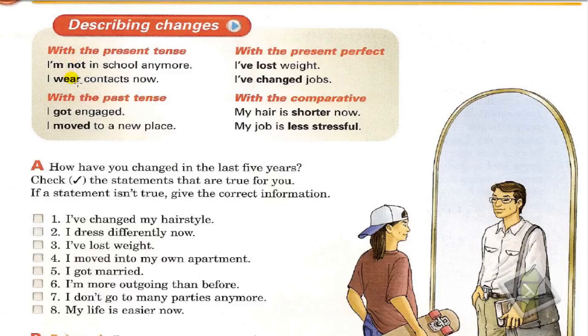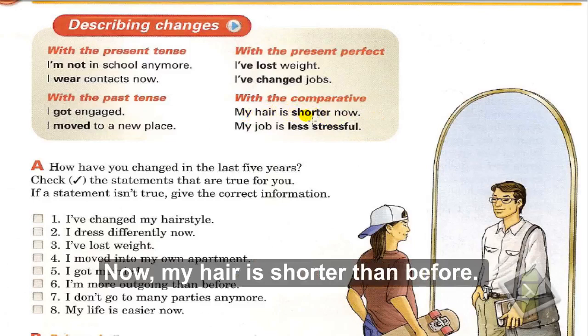With the present perfect. The present perfect, has, have, plus PP, past participle. I've lost weight. I've changed jobs. With the comparative. Comparative, here you compare now and the past. My hair is shorter now. So you said ER then. It means what? My hair now is shorter than before. Than in the past.